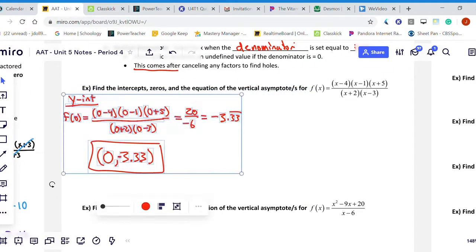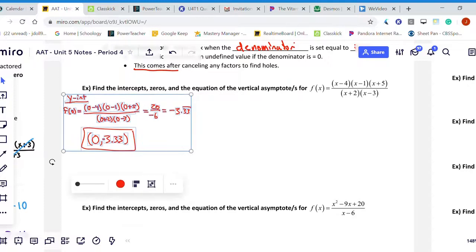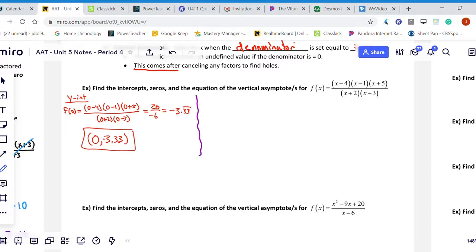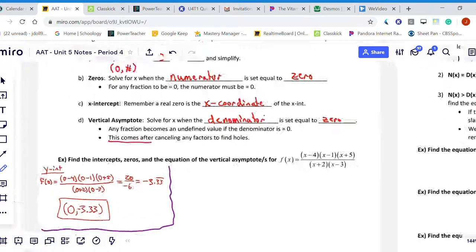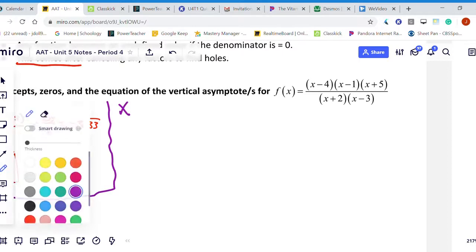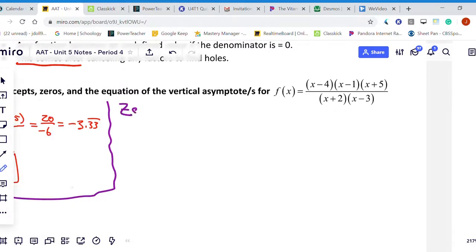I apologize, I didn't realize I wrote so big because I zoomed in. I'm going to make this a little smaller to make sure I have room for everything. So that is my y-intercept. Let's move on to the x-intercept. We set the numerator equal to 0. Well, I'm sorry, I got ahead of myself. We're not finding the x-intercept, we're finding the zeros, and then we're going to use the zeros to get the x-intercept. They go hand in hand, but we're really finding zeros.